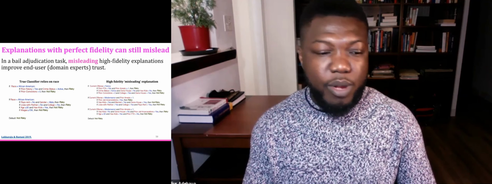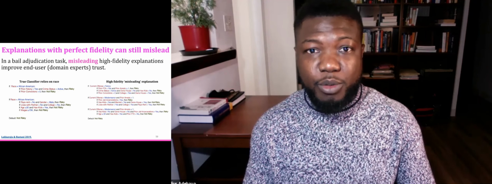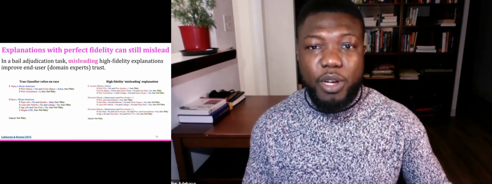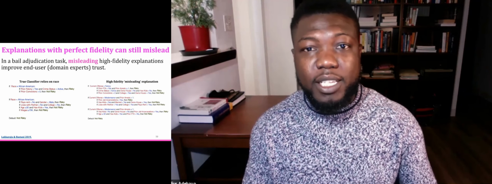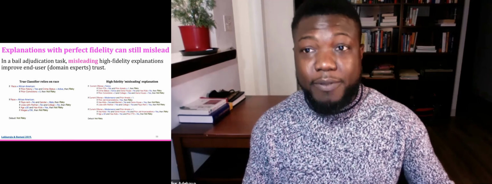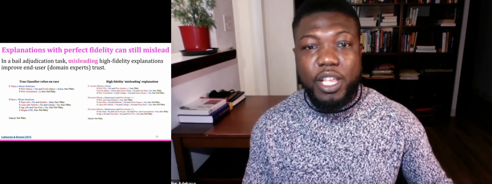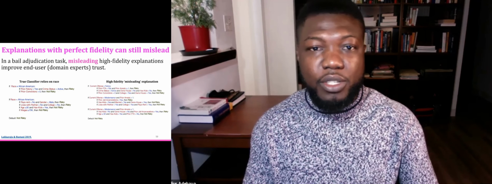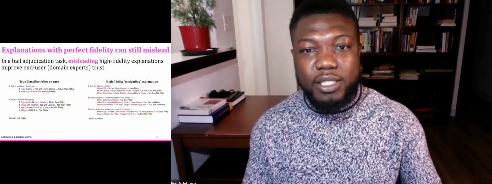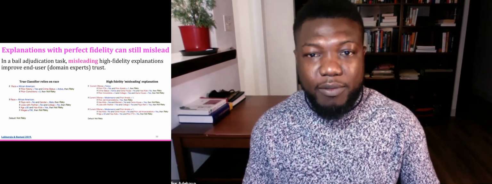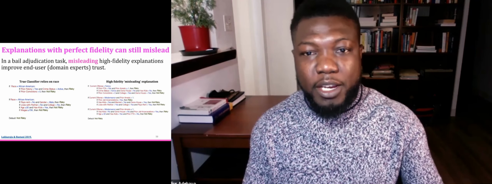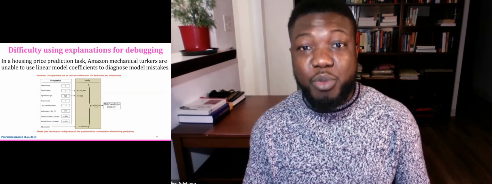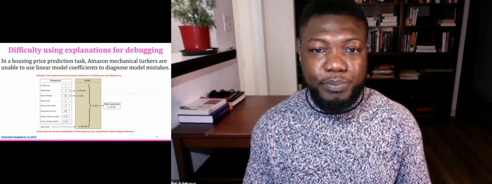In a recent work by Lakkaraju and Bastani from 2019, they showed that it's possible to generate high fidelity, or highly faithful, explanations that also mislead end users into making the wrong decision. In this case, they tested these explanations with domain experts and found that the domain experts had a higher level of trust in the misleading but high fidelity explanation.